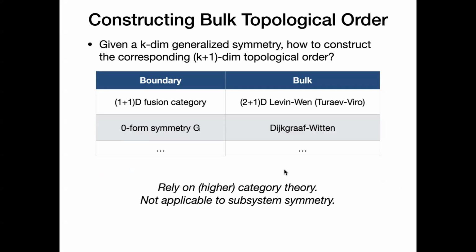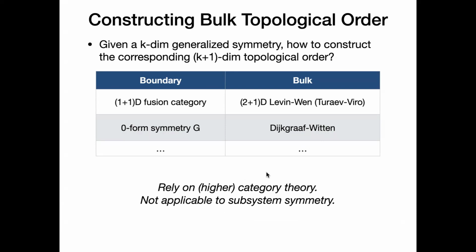A common feature of all of these constructions listed here is that they rely on higher category theory, which at least to me is a rather heavy mathematical framework. And a shortcoming of all of these category-based constructions is that they are not applicable to subsystem symmetry. This is because the bulk theory corresponding to subsystem symmetry is very likely to be fractal topological orders. And so far we don't have a very good mathematical description of fractal topological orders.